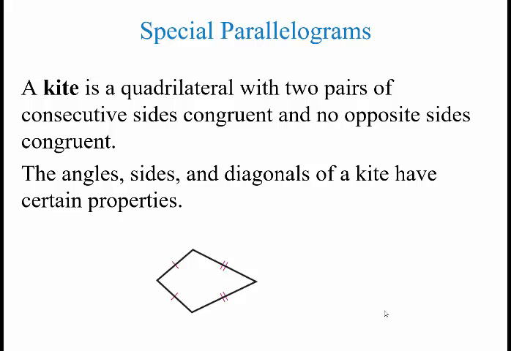All right, now let's move on to kites. So a kite is a quadrilateral with 2 pairs of consecutive sides congruent and no opposite sides congruent. So like here and here, these opposite sides are not congruent, but the consecutive sides here are congruent, and here the consecutive sides here are congruent. All right, so the angles, sides, and diagonals of a kite have certain properties, just like we saw with trapezoids.